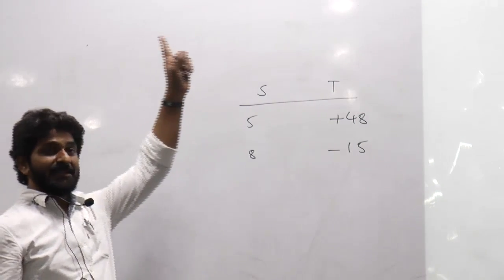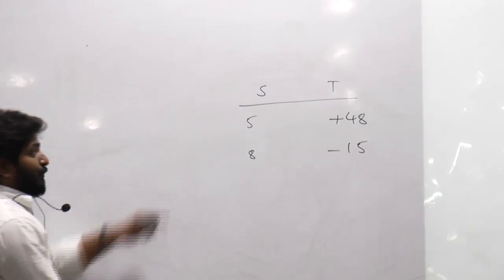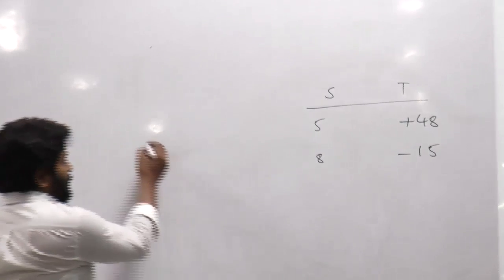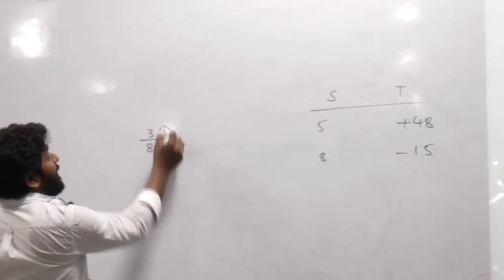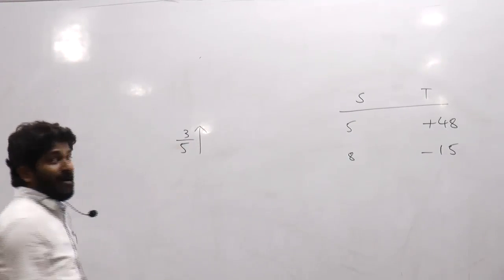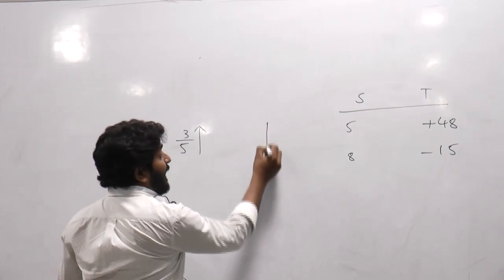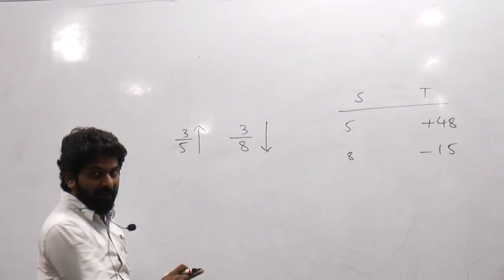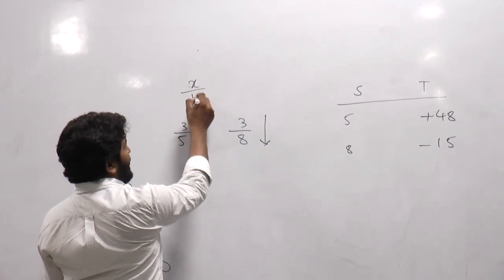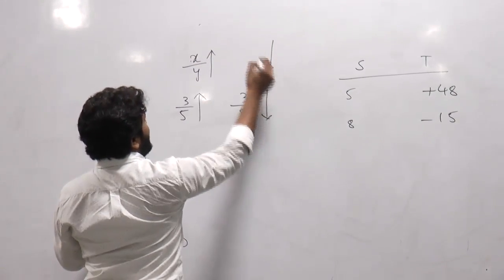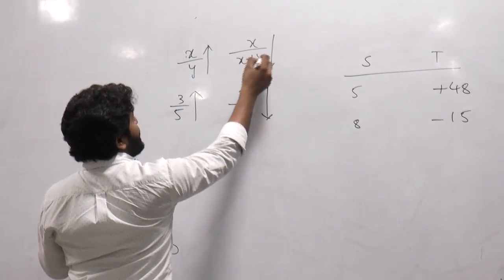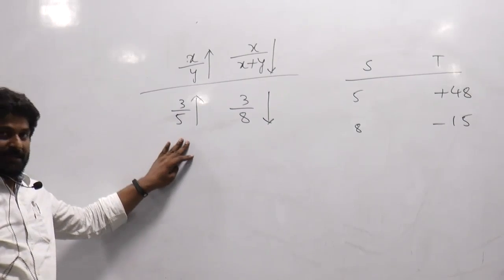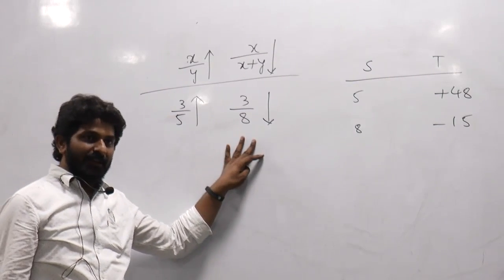If speed increases, time decreases. Speed increases by 3 from 5, so speed increases by 3/5 parts. Time decreases by 3/8 parts. The inversely proportional rule says that for an increase of x by y, there should be a decrease of y by x plus y. And using that rule, if speed increases by 3/5, time decreases by 3/8.